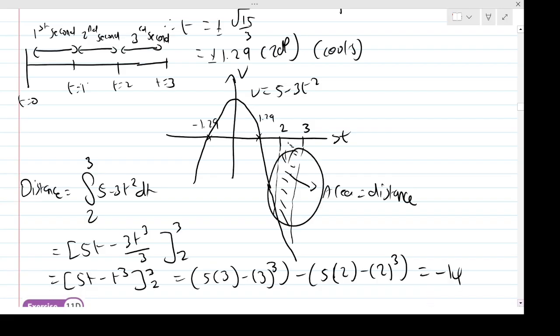The area is saying it's negative. But remember what I talked about at the start. This region is underneath the axis, in the negative part of the graph. So the integral will be negative, and the area needs to be flipped into a positive. So the distance, or the area, is just positive 14 meters. That is the distance they travelled in the 3rd second.